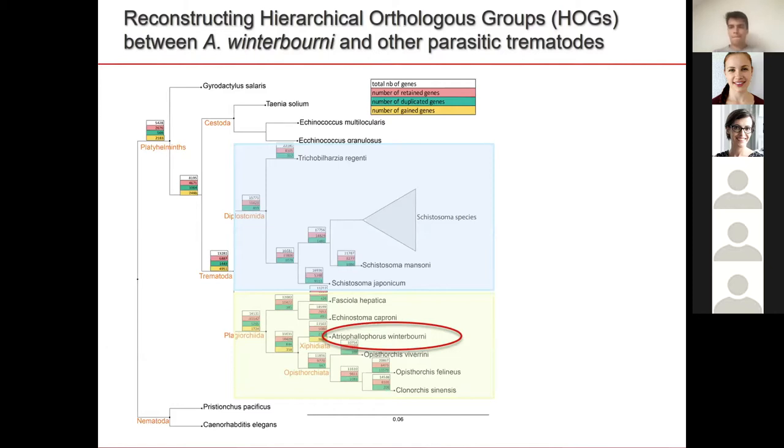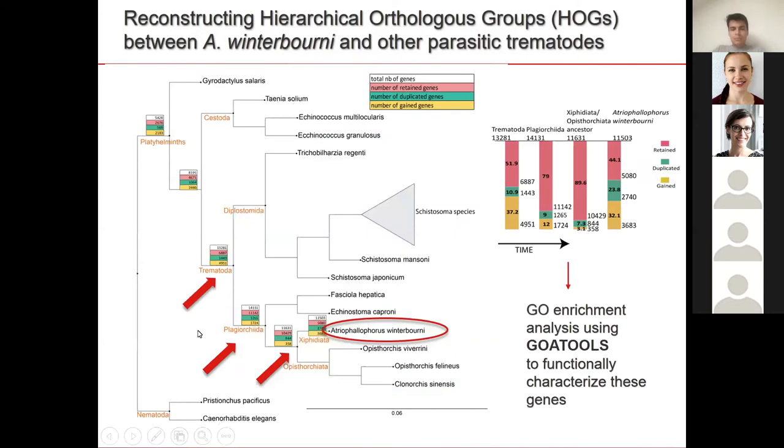So here on this tree, you can see the gained genes only indicated for the parts of the phylogeny that we were most interested in, due to the fact that these stages lead to the extant genome of Atriophallophorus we see today. And our analysis mostly focused on three ancestral genomes: the ancestral trematode, the ancestral Plagiorchiida genome, the ancestral Xiphidiata Opisthokiata genome, and the extant genome of Atriophallophorus.